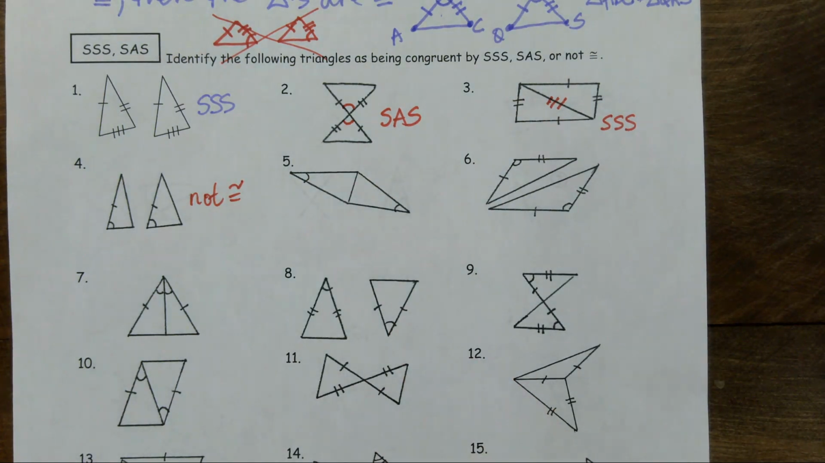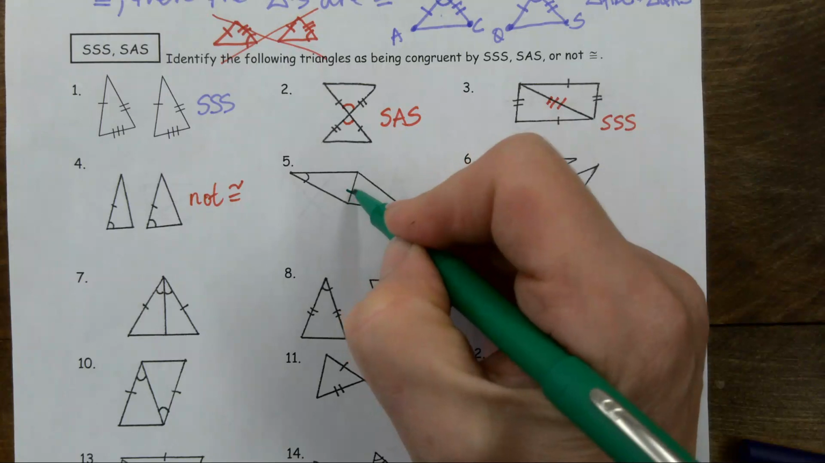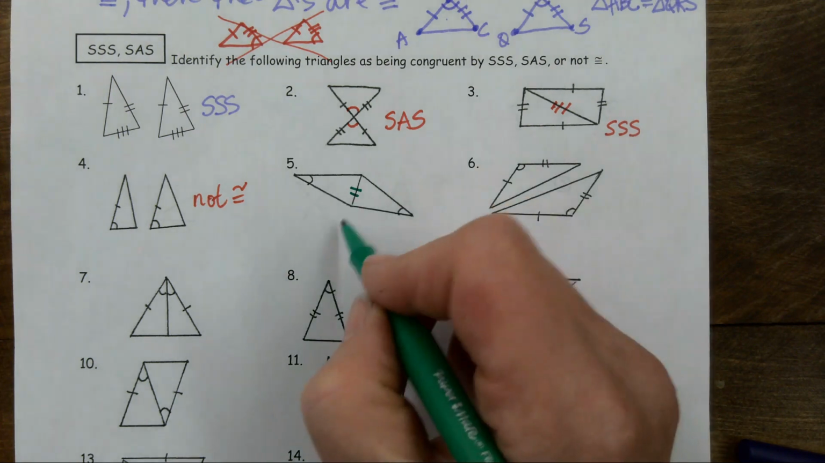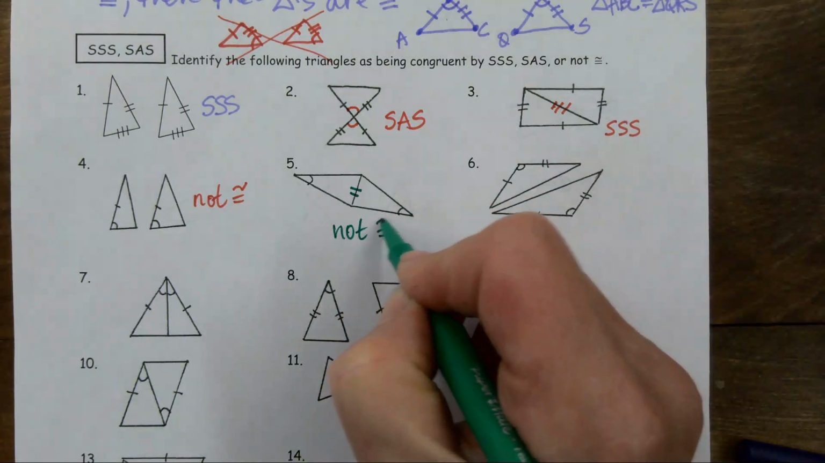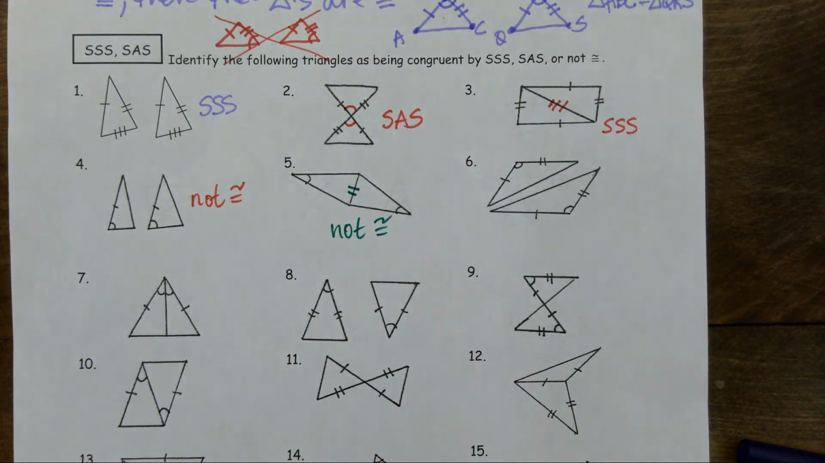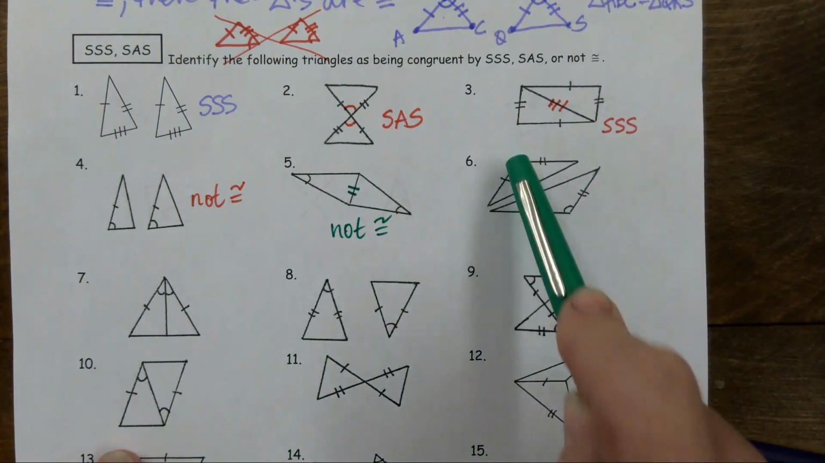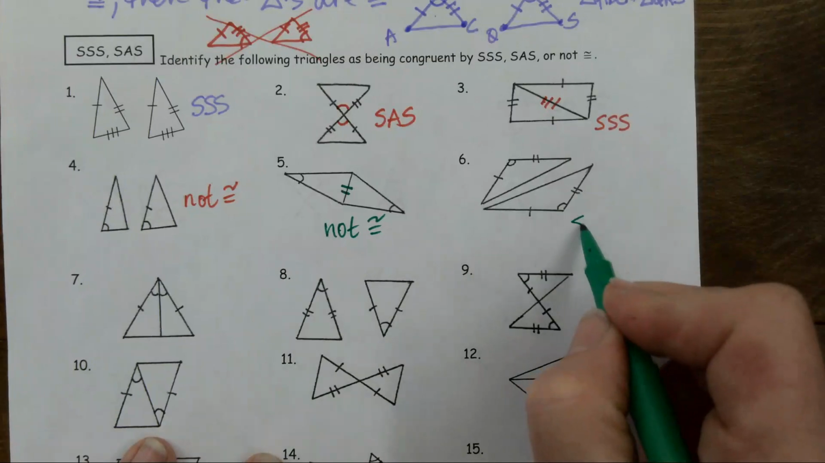How about the next one? Any additional information can I mark? Yeah, the side here is congruent to itself. Is it enough? No. So this is not congruent. How about the next one? What do we got there? Is that an SAS? Does it seem reasonable? I've got 1, 1, 2, 2, angle in between, definitely SAS.